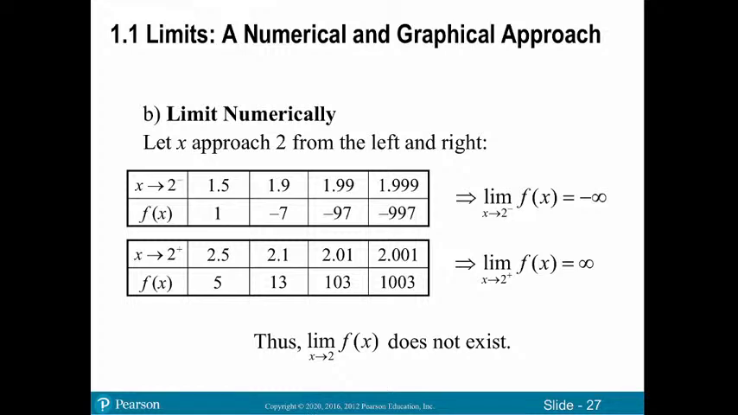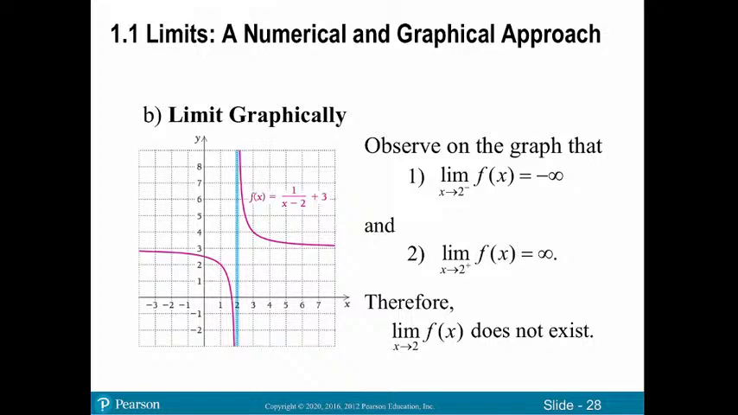Okay, let's try another one. So you can see it in a graphical sense. As we approach 2 coming from the left, y goes to negative infinity. As we approach 2 coming from the right, y goes to positive infinity. So therefore, the limit as x approaches 2 does not exist.